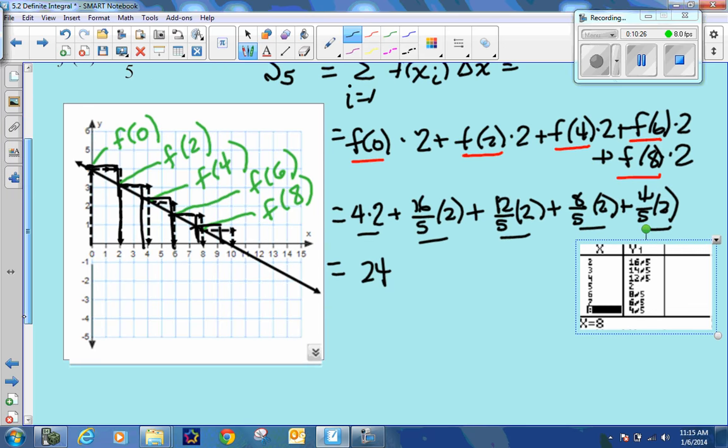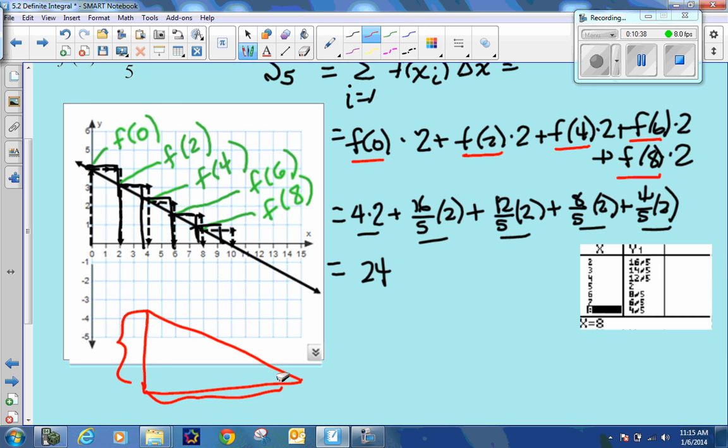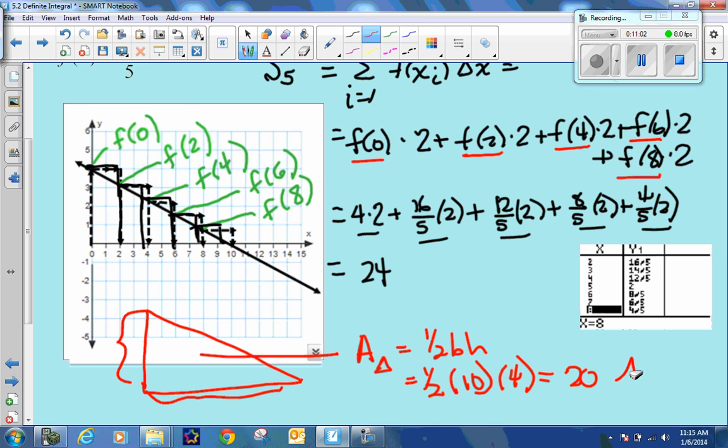Now, this is a triangle, basically. Remember, this is your triangle. It's a right triangle. So the area is base times height divided by 2. The base is 10, of course. Area of a triangle is 1/2 base times height. Base is 10. Height was 4. 40 divided by 2 is 20. So this is the actual area. Okay? Because we can do that because it's a triangle.